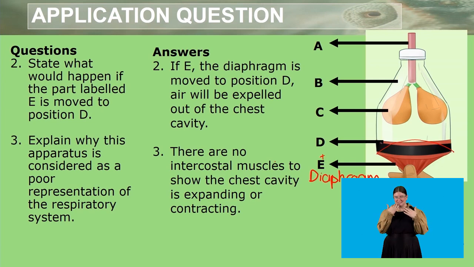So we just have a plastic case there on the side to represent the ribs, but there's nothing in between to show what happens when the ribs contract and also expand again during the process of breathing in and out. So this is the reason for this model being a poor representation of the respiratory system.